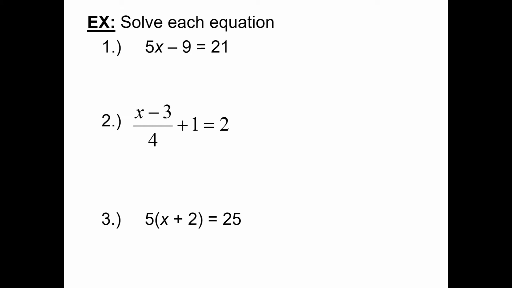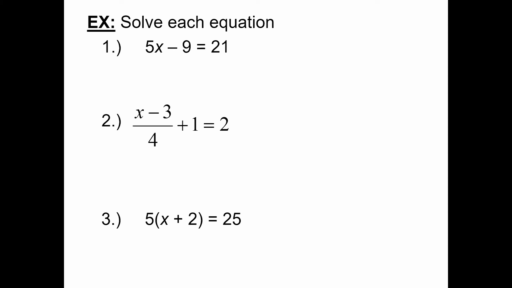In equation 1, we can solve this by adding 9 to both sides and then dividing both sides by 5. You should get x equals 6. In equation 2, I would recommend subtracting 1 on both sides, then multiplying both sides by 4, adding 3 to both sides, and then you should get x equals 7.